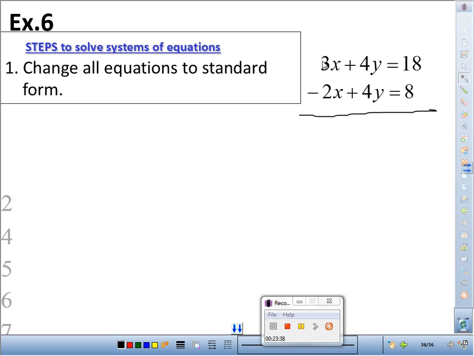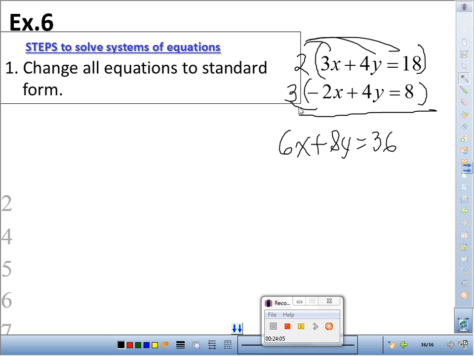So think about this. What is a multiple of 3 and a multiple of 2 that is the same? 6. So what can I multiply this equation by to get 6? 2. What can I multiply this equation by to get -6? 3. So therefore, watch. This becomes 6x plus 8y equals 36. This becomes -6x plus 12y equals 24. And guess what? If you solve it, we get the same answer. Everybody got it? If you see that it's easier, that's fine.